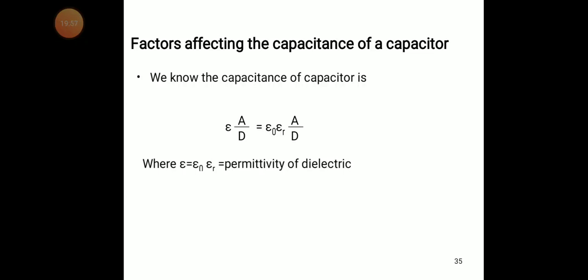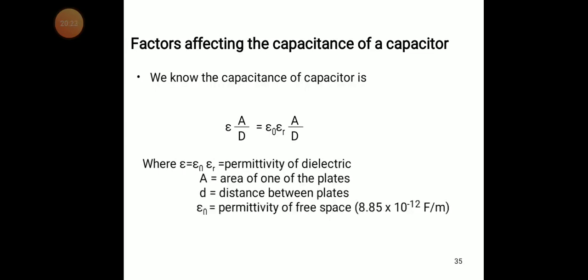Epsilon is the permittivity of the dielectric material. A is the area of the plates. D is the distance between the plates. You already know the capacitance depends on the plate area, the plate distance, and the material we are using. Area of the plates, distance between the plates, and epsilon is the permittivity of free space. So these are the main factors which affect the capacitance.